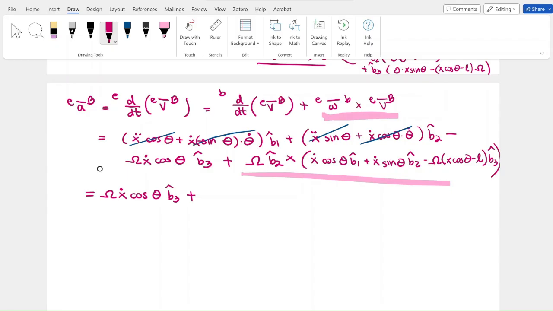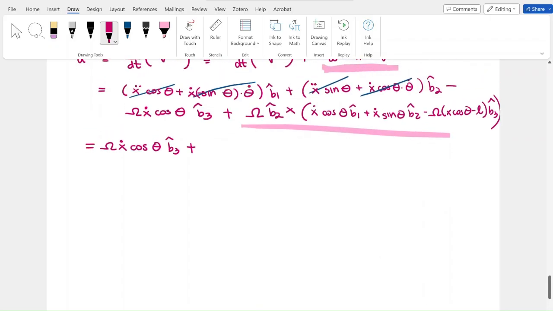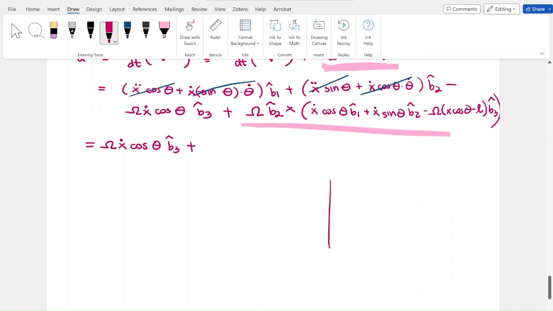Now that I think about it, it probably does save time to just do the 1, 2, 3 circle thing in this case. But I'm just going to go through the determinant thing one more time, a bit faster. So B1 hat, B2 hat, B3 hat. Put the first vector in: 0, omega, 0. Second vector in: x dot cosine theta, x dot sine theta. Oh, I forgot a negative here, from up here. Okay, anyways. And then negative omega x cosine theta minus L.